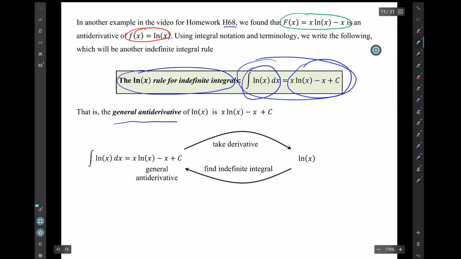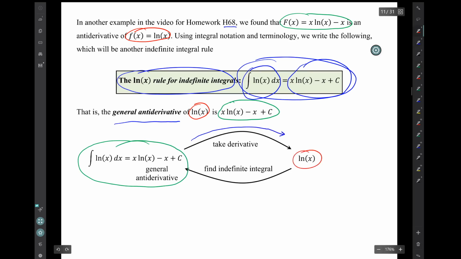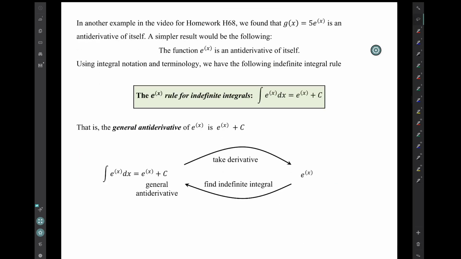That is, the general antiderivative of the function ln of x is this function form, x ln of x minus x plus capital C. And in a diagram, that would be illustrated this way. If you start with that function form and you find its derivative, the result is ln of x. Or if you start with that function ln of x and you find its indefinite integral, the result is that function form.